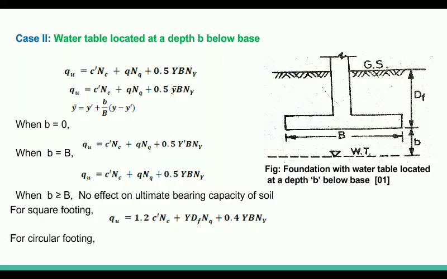For the circular footing, we can use this formula. So in place of 0.4 in the case of square footing, in the case of circular footing it is 0.3 gamma B N gamma.